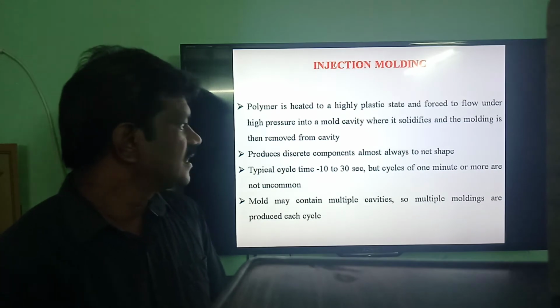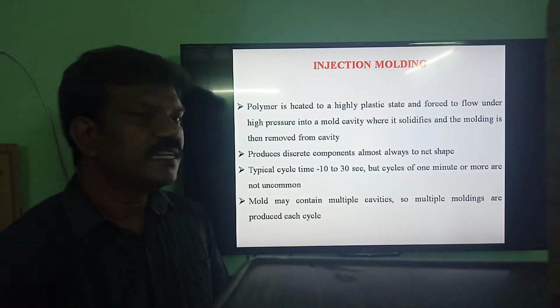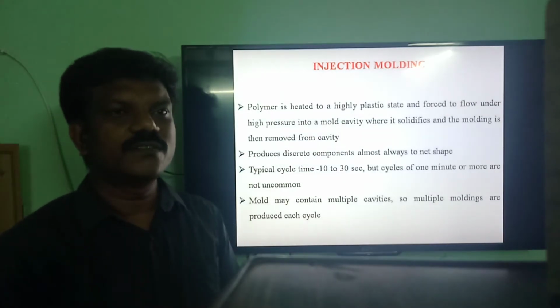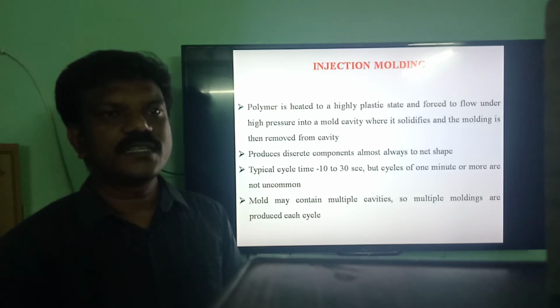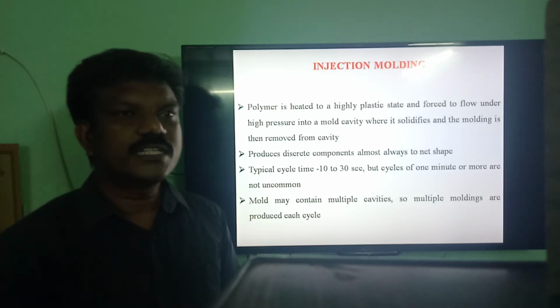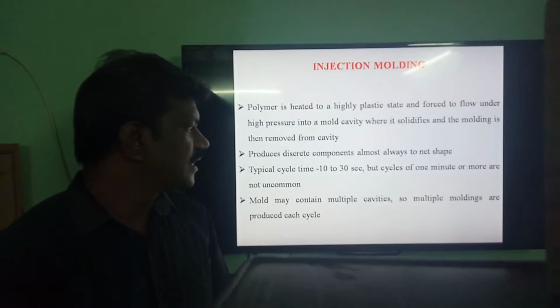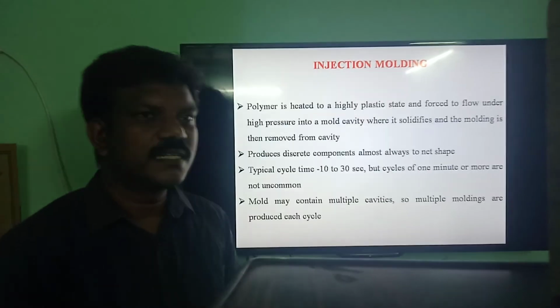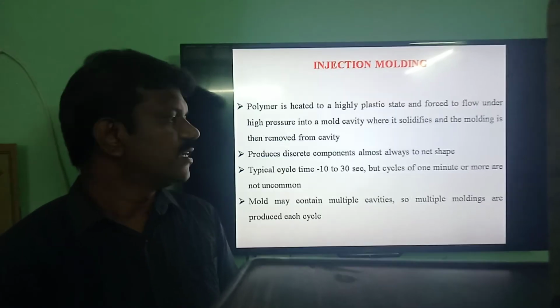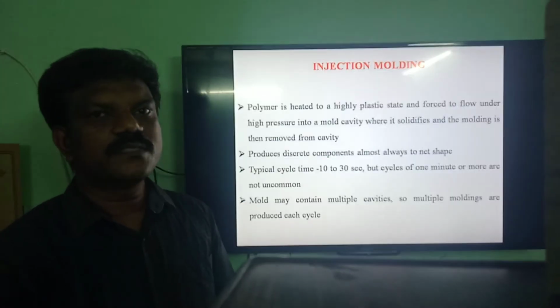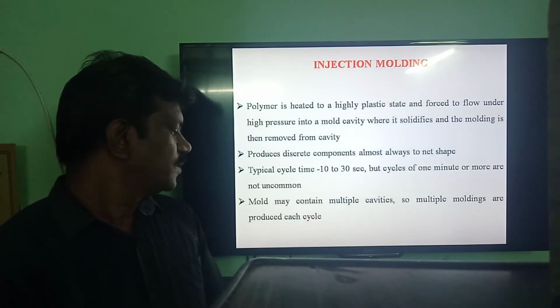It produces discrete components, almost always net-shaped products. It means that once the product is produced by this molding process, there is no need for any further processing like machining. The typical cycle time is very short, only 10 to 30 seconds. Sometimes for complicated shapes, we give more production time also.